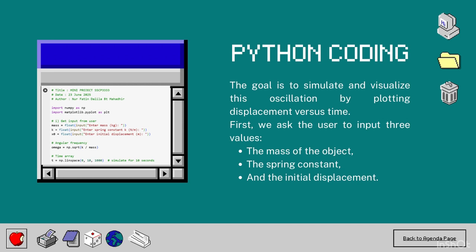Now, let's go through the Python code. The goal is to simulate and visualize this oscillation by plotting displacement versus time. First, we ask the user to input three values: the mass of the object, the spring constant, and also the initial displacement. These are essential because we want to calculate how the object will move over time.